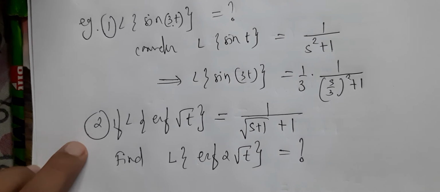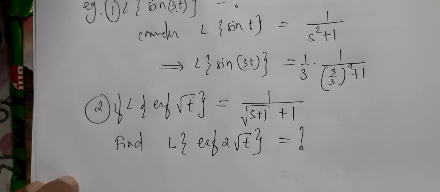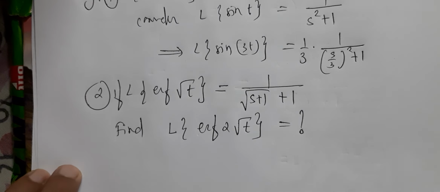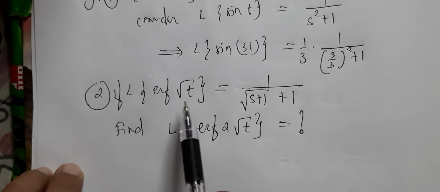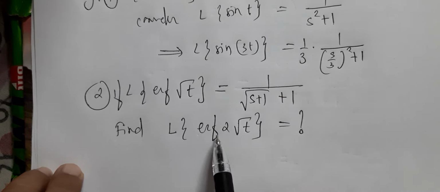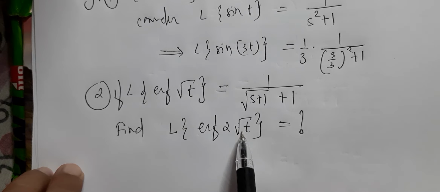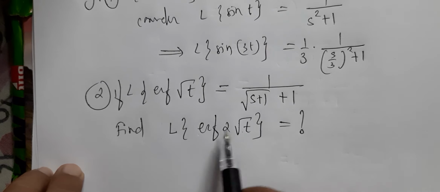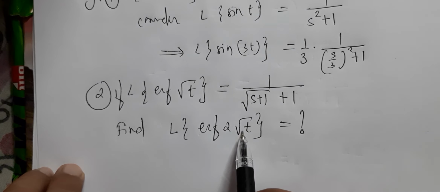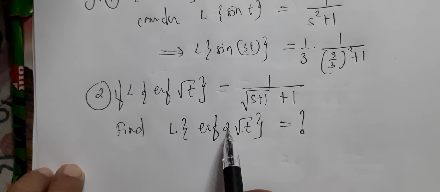Now, the very common mistake students make is, as I said, in place of t it should be at. What most of the time students do: error function of root t is this, you are given 2 root t, so replace s by s by 2. That's a very common mistake. What is the error here?